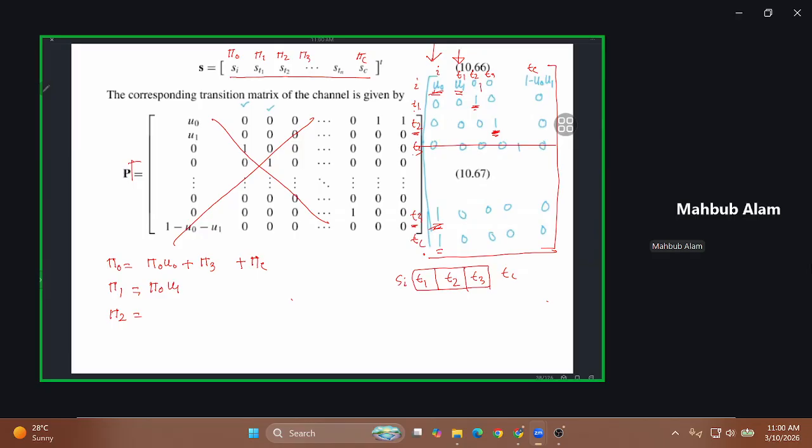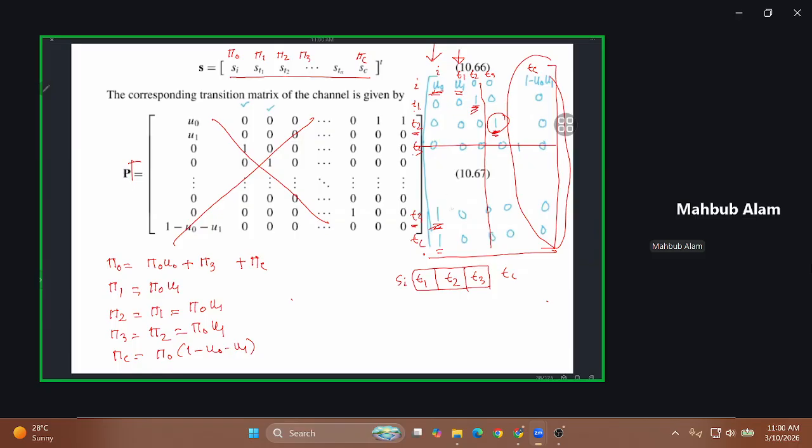Pi 2 will be this column, and this column we will find it. This one will be pi 1 equal to pi 1, so we can write it is pi naught equal to u1. Pi 3 will be from this column, it will be equal to pi 2 and will be equal to pi naught times u1. And finally, we'll have the equation for pi c from this column, and will be pi naught into 1 minus u naught minus u1.